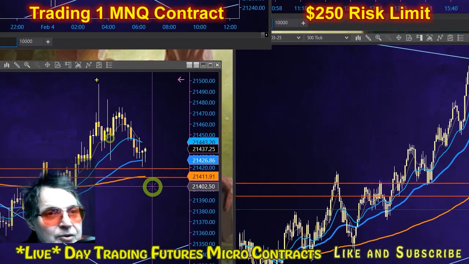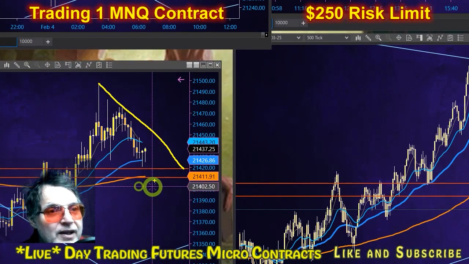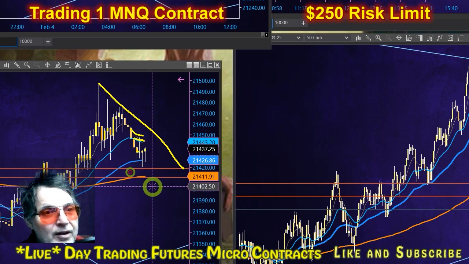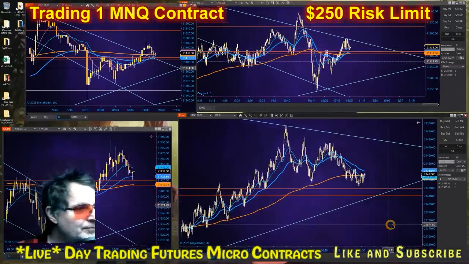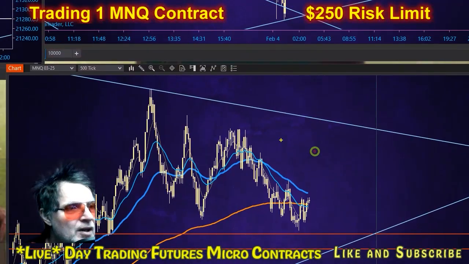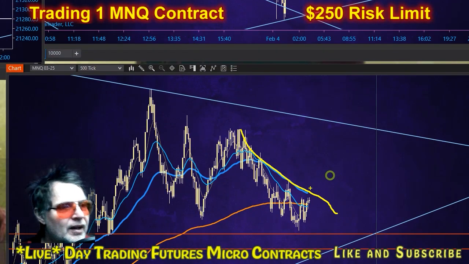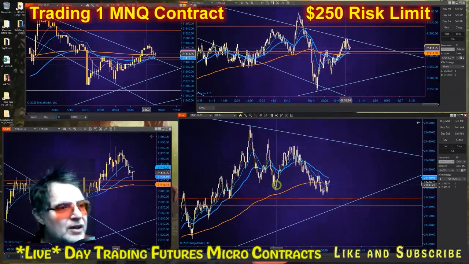If we get a close, we should be looking for a trend line break here. All the moving averages are in order here on the 5 minute. So I guess I should be looking for a trend line break here and some kind of a bullish signal to go long.